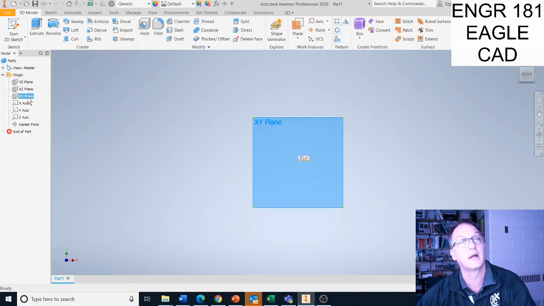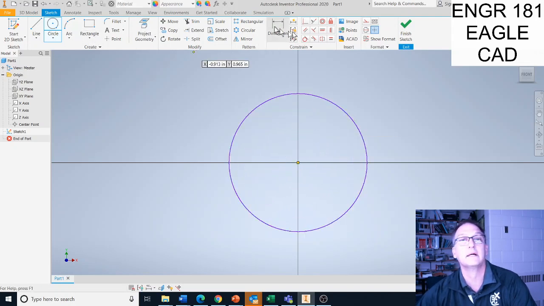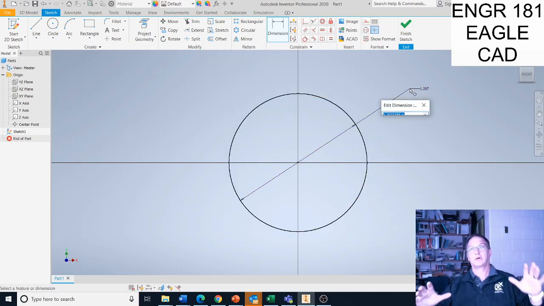I'm gonna go on the XY plane. That's not the decision. New sketch, circle. I always tie mine down to something. I hope you guys are starting to think about that. This is it right here. And there are some reasons for choosing this one way and reasons for choosing this another way.